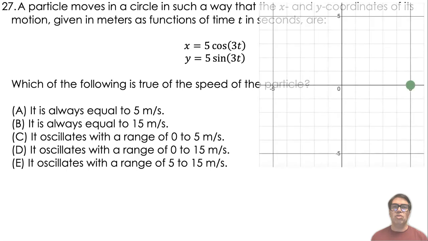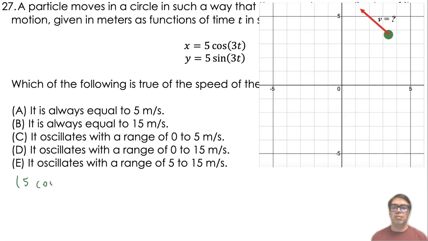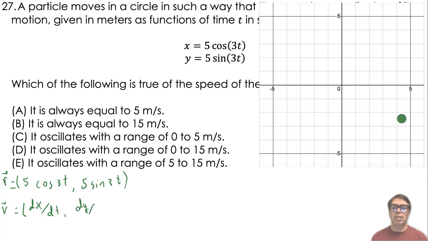Now, we must consider that any object that moves along a circular path has coordinates x and y that are given as an ordered pair, like so. Now, if x and y are time-dependent as the object is in motion, then its velocity has components that are given by the time derivatives dx/dt, dy/dt.